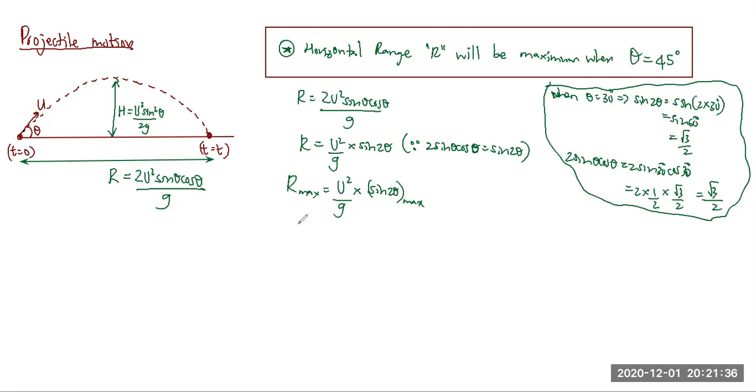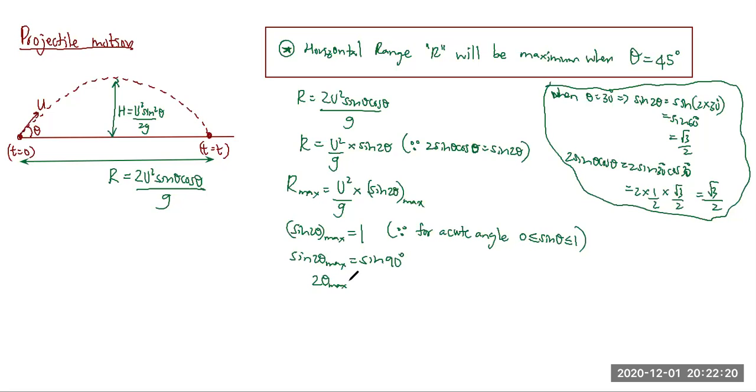All right, fine. So sine 2 theta maximum, people, for any angle sine, the maximum value is 1. Remember that the maximum value will be 1, because for acute angles, sine theta is always between 1 and 0. Therefore, for acute angles, maximum value of sine is 1. Okay, so sine 2 theta should be 1, and we all know 1 means sine 90. So 2 theta maximum is equal to 90. So theta maximum is equal to 45 degrees. That means when this angle is 45, R will be maximum.